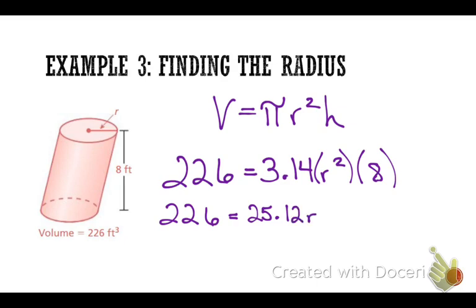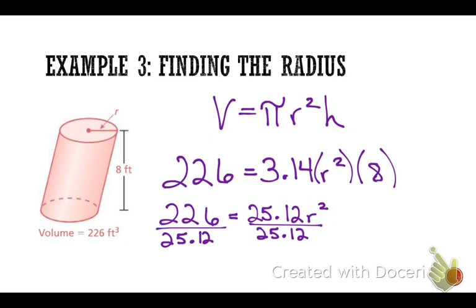r squared. Now I need to solve for r. I do have an exponent connected to it, but that's not a huge deal because we've learned how to solve equations with exponents. It's just been a couple weeks. But what do I need to do first? Before I worry about that exponent, what is step 1 to getting r by itself? Kayla? Divide by 25.12. Yes. It's multiplication, so you divide both sides by 25.12.